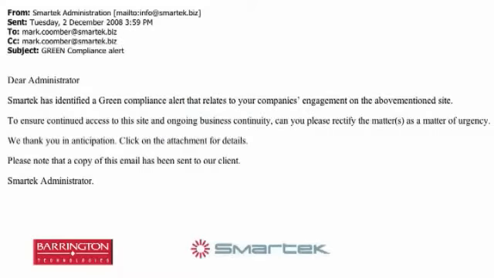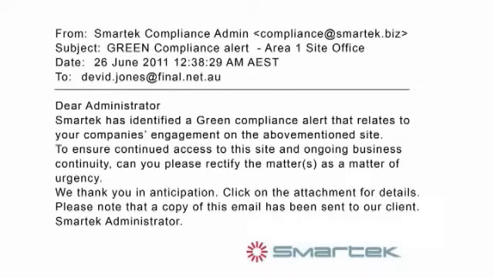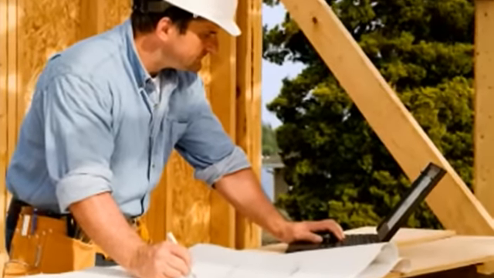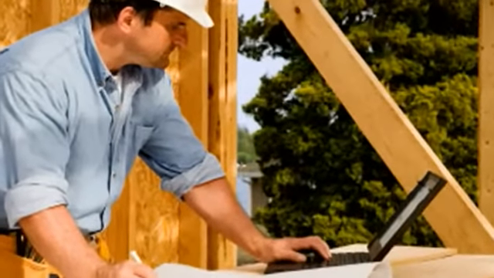With a green alert issue, an email is automatically sent to the person or contractor responsible for the compliance issue, generally 21 days before the issue becomes non-compliant. Your designated compliance officer will also be copied in on this email for audit and control purposes. If the compliance request is met, a person with authority within your organisation will reset the compliance, completing the process.